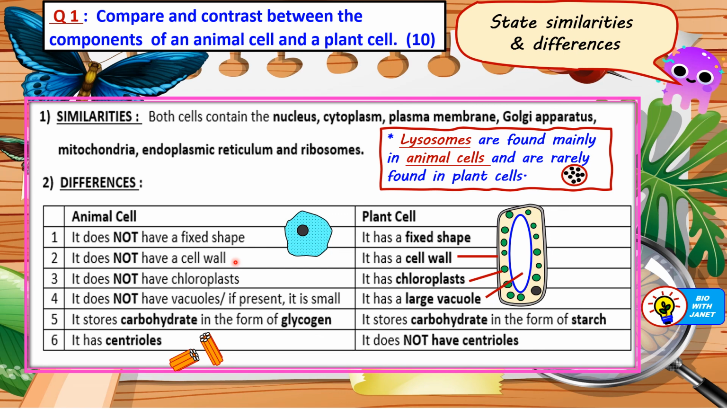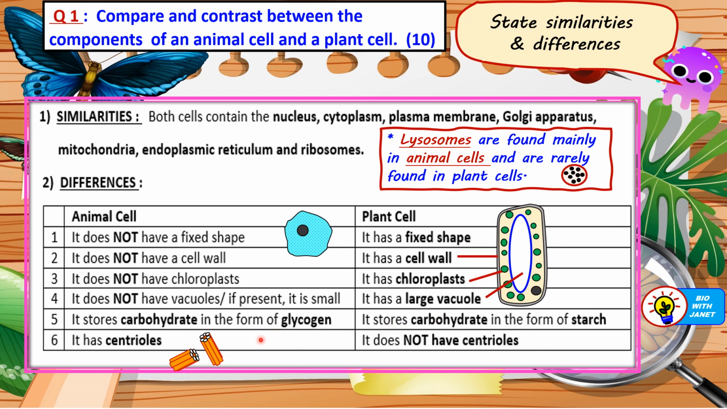Now then, animal cells do not have cell walls, but plant cells have cell walls. An animal cell does not have chloroplasts, which are involved in photosynthesis to produce organic food substances. But plant cells have chloroplasts, so they can synthesize their own organic food substances like sugars, like glucose. An animal cell usually does not have vacuoles. If present, the vacuoles are small. But plant cells usually have a large vacuole near the center of the cell. Most plant cells have large vacuoles.